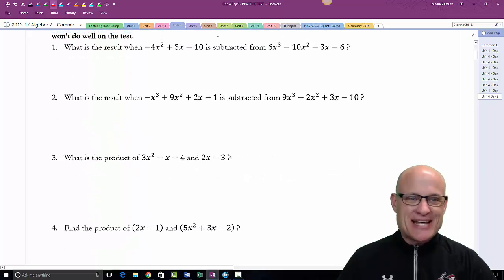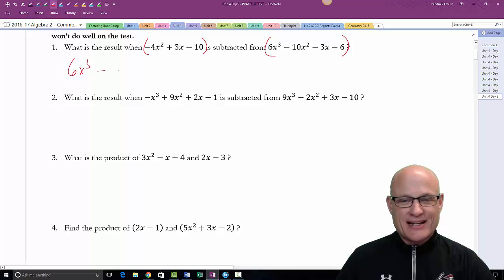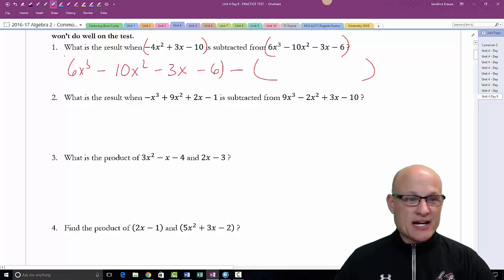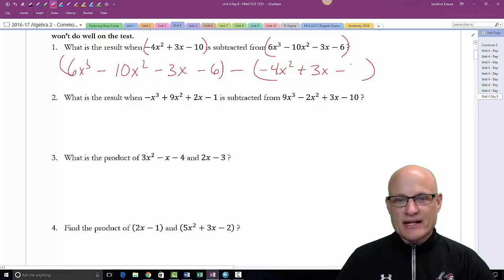Chapter 4 test. Now, subtracted from: we're going to take this one and subtract it from this one, so this one comes first. 6x cubed minus 10x squared minus 3x minus 6, minus, now we're subtracting off this whole thing. That's kind of why we need these parentheses. Minus 4x squared. I'm going to show you how I would do the problem in a minute, at the high school junior level. 3x and then minus 10.